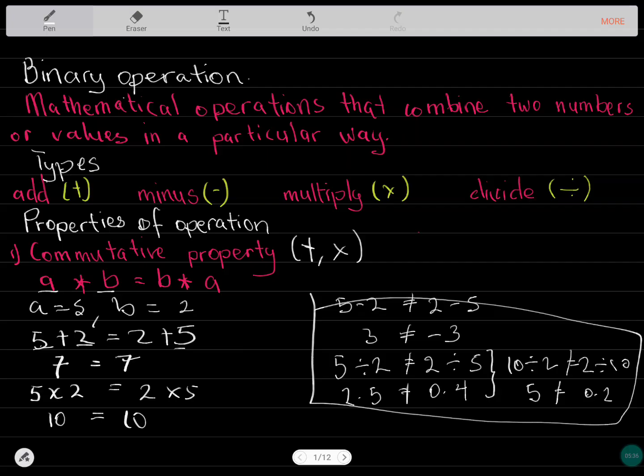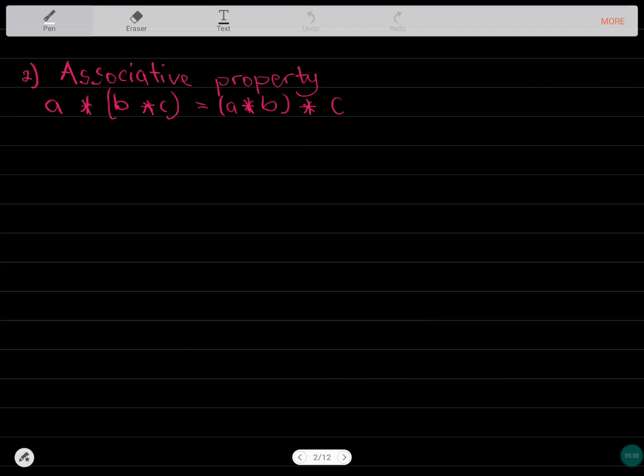Let's move to the next property of operation. Here we have the associative property. The associative property is a property of an operation which proves that the sequence of operation on 3 numbers or more would not affect the outcome. In other words, we have A star B star C. On the left hand, we can see that B star C was operated on first, and the answer was operated on A star. And this is what we do when we have BODMAS.